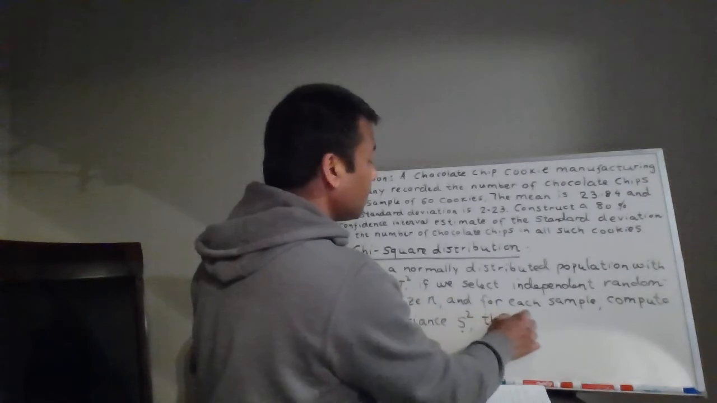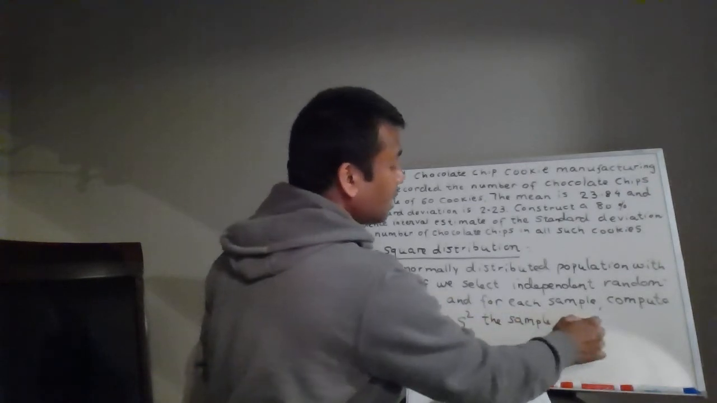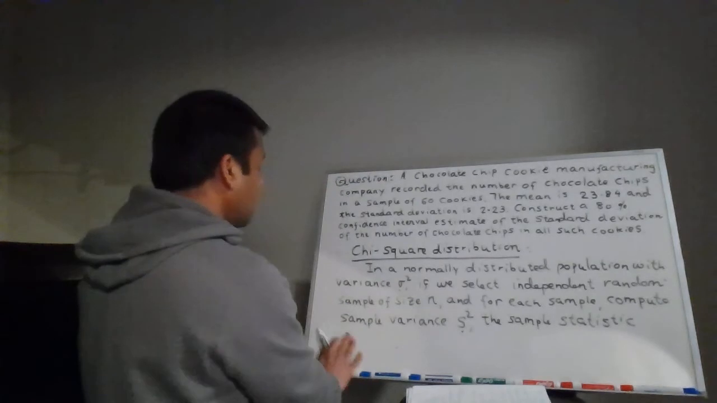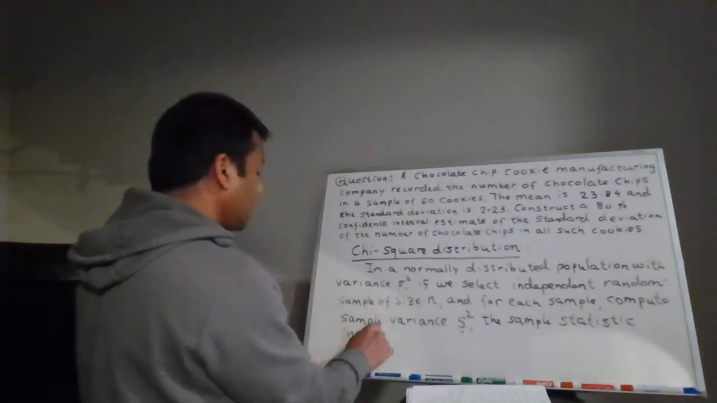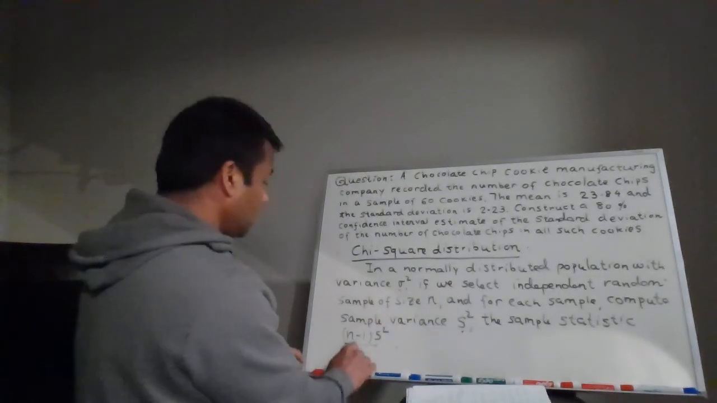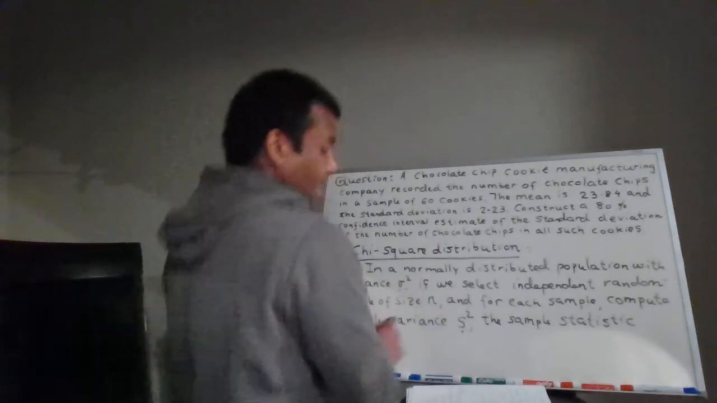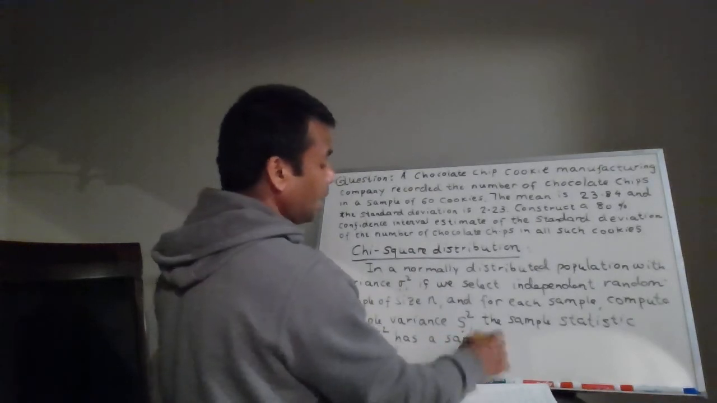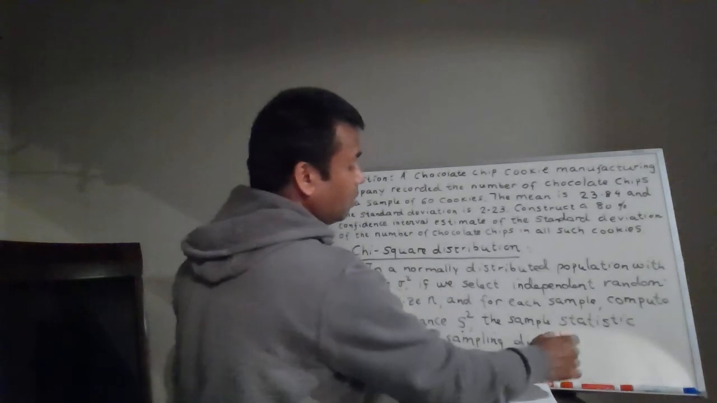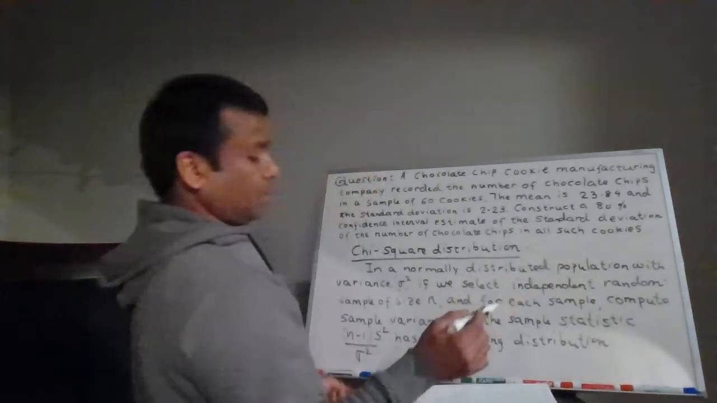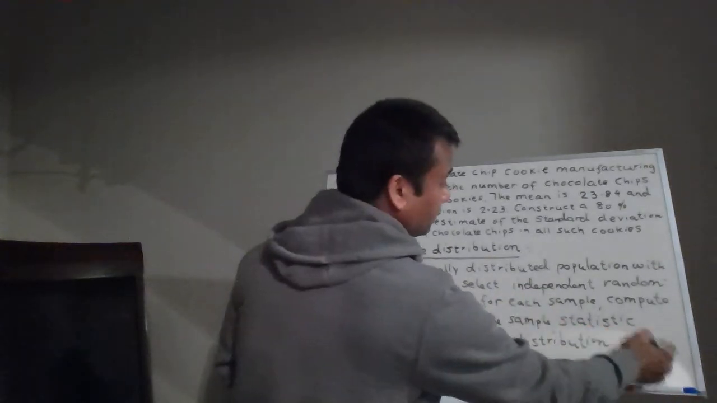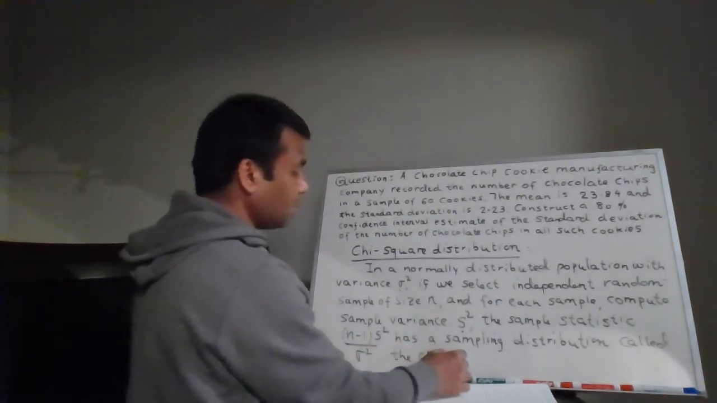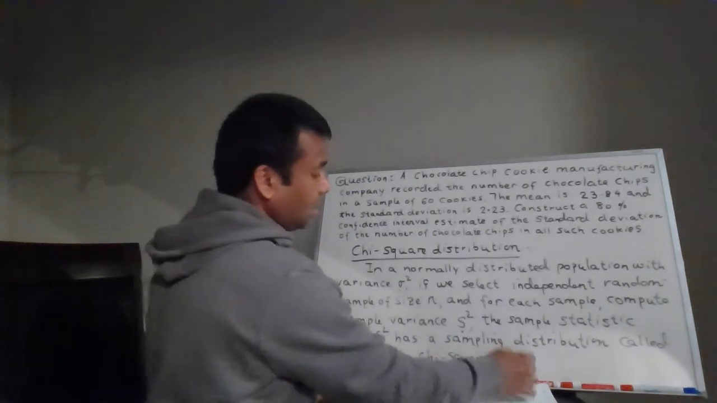The sample statistic n minus 1 times S square over sigma square has a sampling distribution called the chi-square distribution.